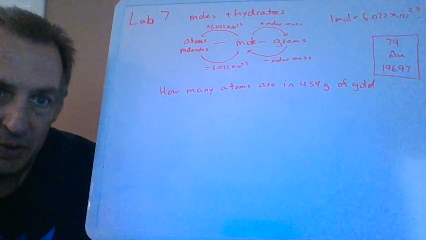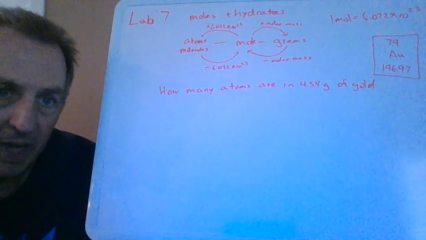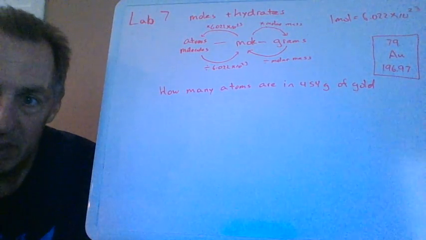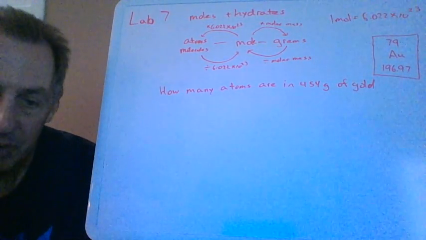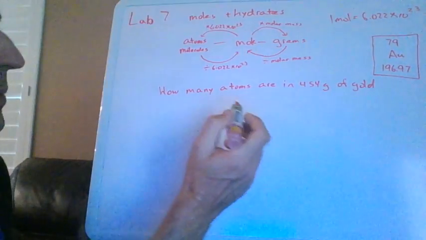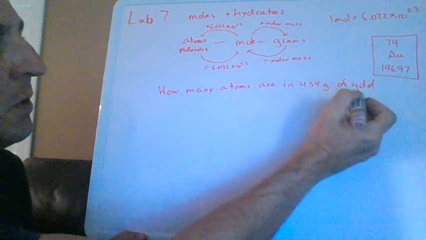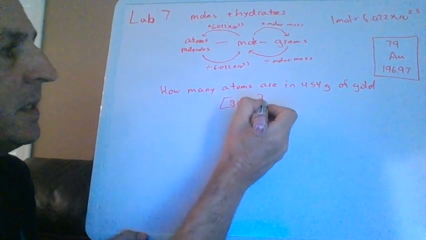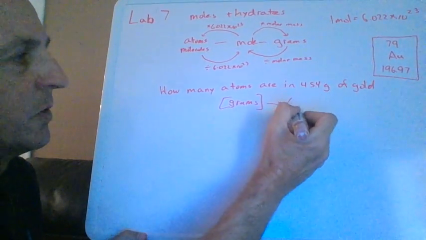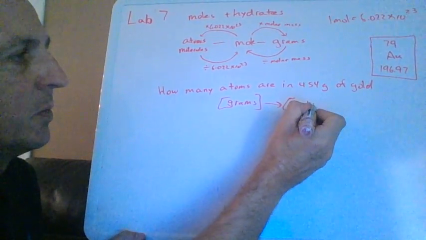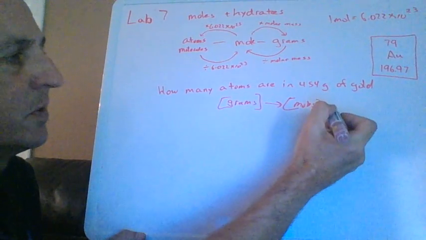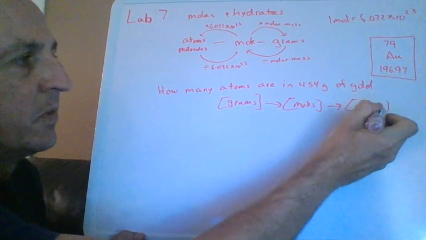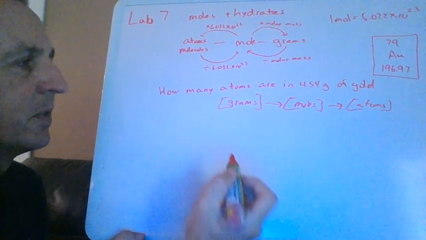So if we had 6.022 times 10 to the 23 gold atoms, it would weigh 196.97 grams. And that's going to be our conversion factor, how many grams per mole there are. So what we're going to do is say, well, we have grams, and we have to go to moles first to go across our mole map. And we want atoms, and once we have moles, we can get all the way across to atoms. So you can see we're going to need 2 conversion factors to complete that problem.